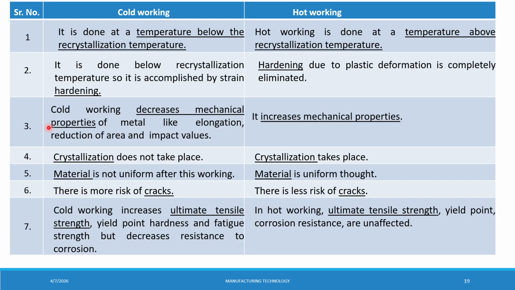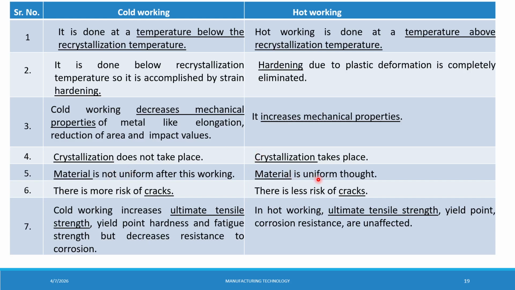Cold working decreases mechanical properties of metals like elongation, reduction of area and impact values. This actually improves mechanical properties like the tensile strength, okay, and the hardness is better in cold working, not in hot working. Here in cold working, recrystallization does not take place. Recrystallization does take place in hot working. The material is sometimes not very uniform because in cold working the material is not allowed to move very easily because of strain hardening. So it sometimes bulges out in certain places, sometimes it cracks.